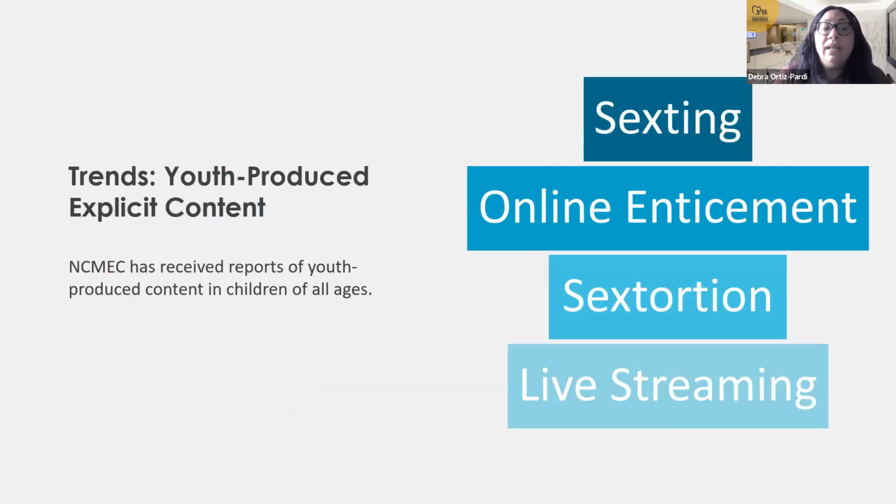Okay, so we're seeing again that trend of youth-produced explicit content, or it might be called self-produced explicit content. And this is exactly what it sounds like. These are images that are produced by children that depict themselves in the images. Most commonly, we think about this issue around sexting or sharing nudes by teenagers. And that is very important to discuss.